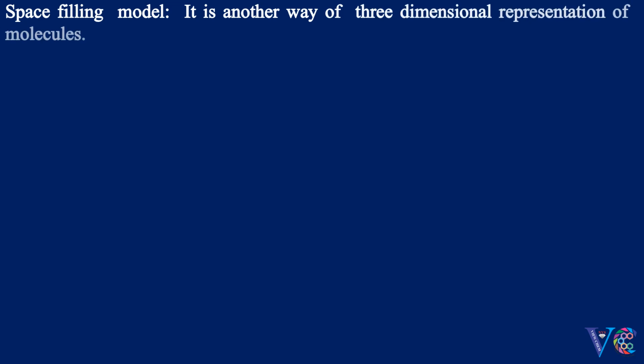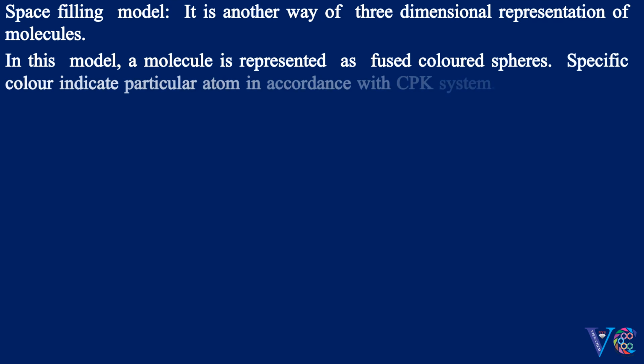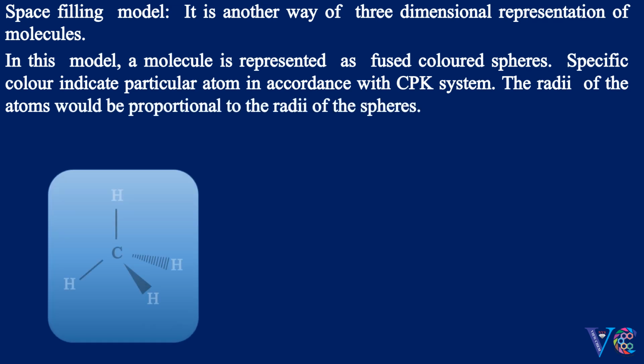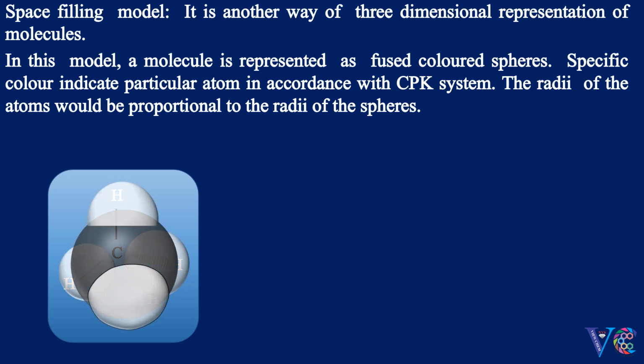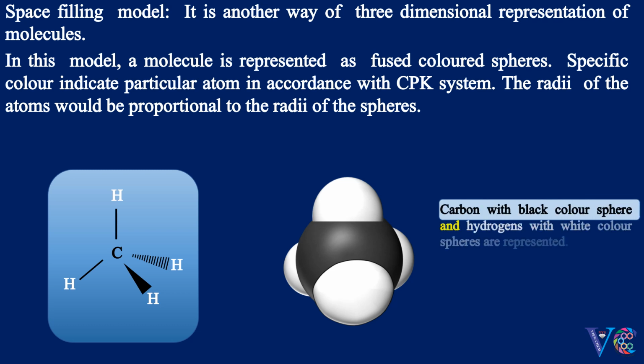Space-filling model. It is another way of three-dimensional representation of molecules. In this model, a molecule is represented as fused, colored spheres. Specific color indicates particular atom. In accordance with CPK system, the radii of the atoms would be proportional to the radii of the spheres. Carbon, with black color sphere, and hydrogens, with white color spheres, are represented.